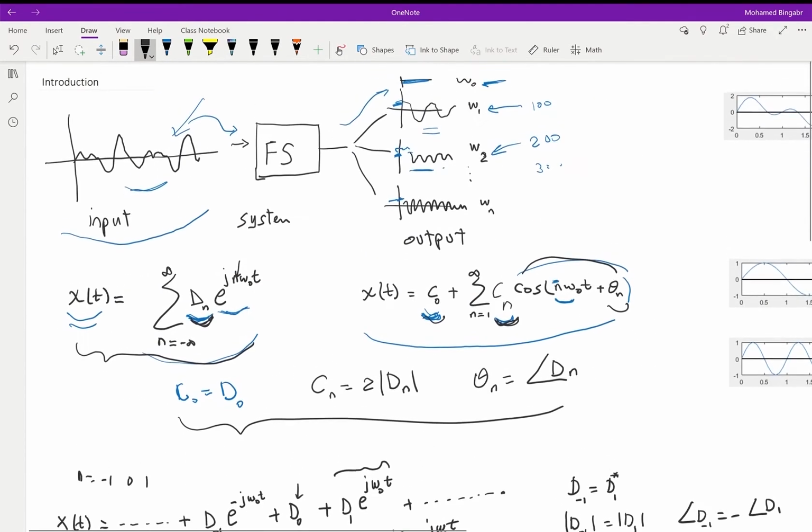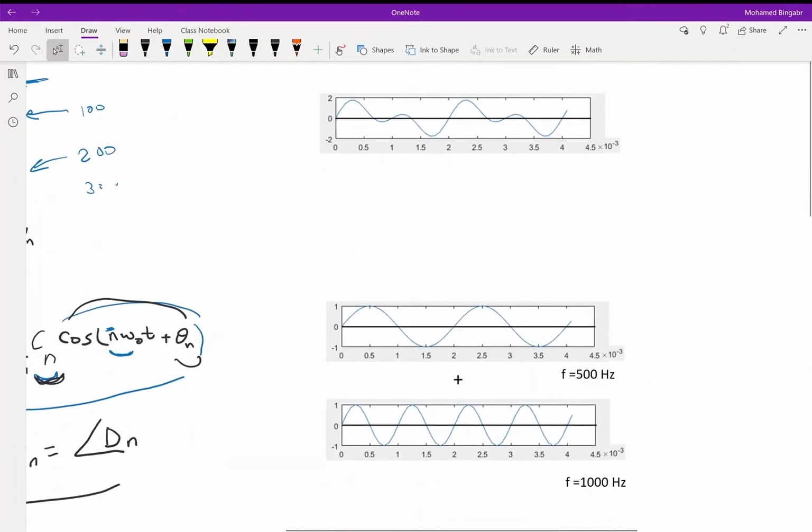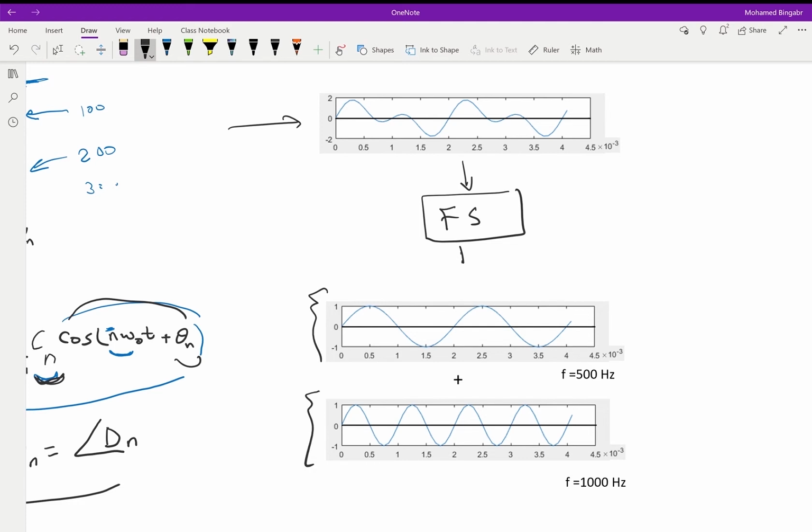Again, for the Fourier series, you can think of it as follows. You have a signal that is periodic. You take it through the Fourier series operation. This will give you the components present in this signal. So if I add these two, I will get back the original signal, this. And that's what the Fourier series operation does.